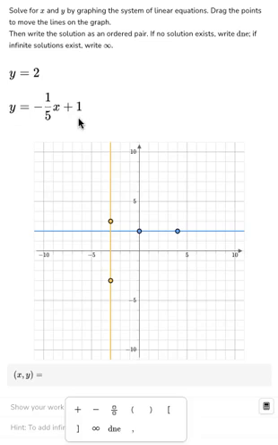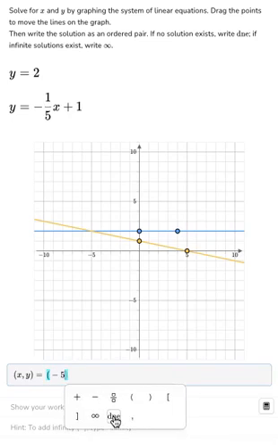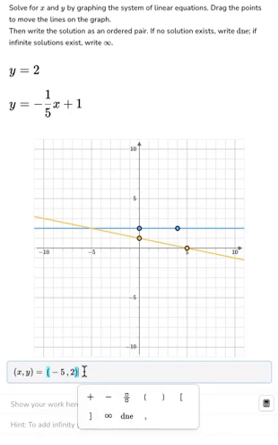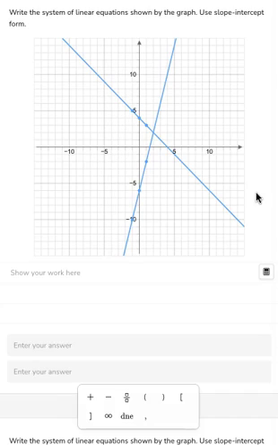This other equation has a y-intercept of 1 and a slope of -1/5. So from the y-intercept, I'm going to go down 1, right 5. And I see that the lines intersect at the point (-5, 2). So that's the solution. It's the one point that is true for both equations.